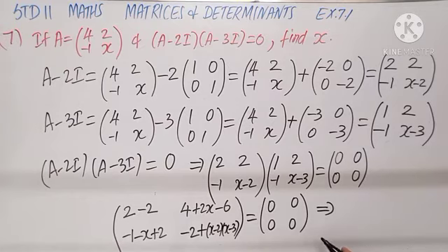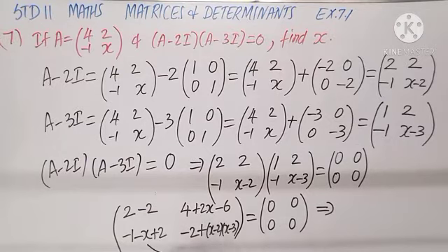Let us compare an easy entry, say the first one. 2 minus 2 plus 2x equal to 0. Or I can compare this also. Any of these entries I can compare.